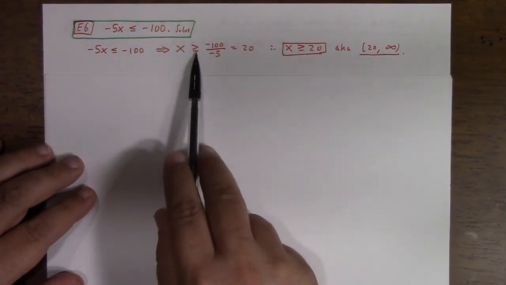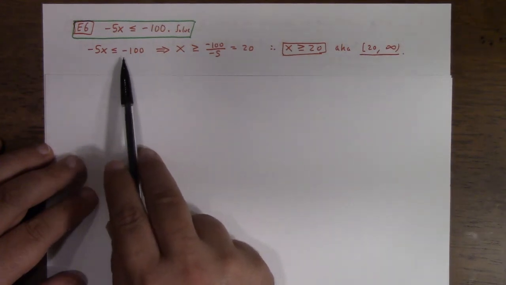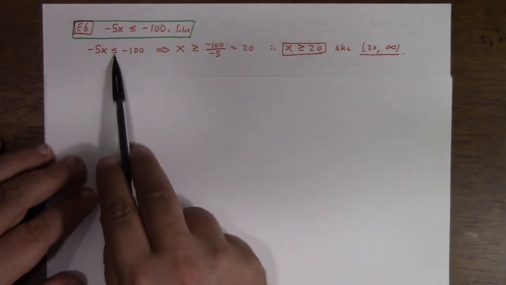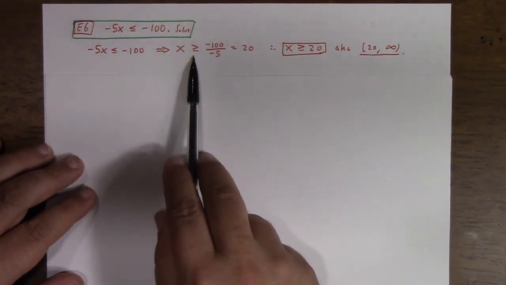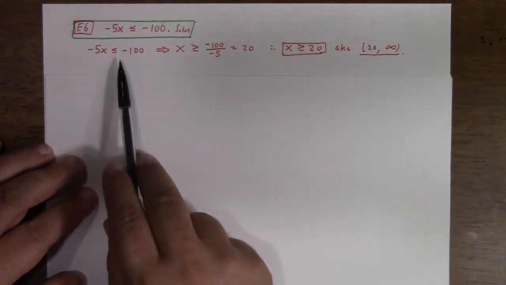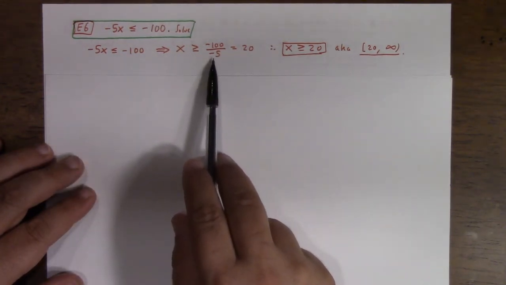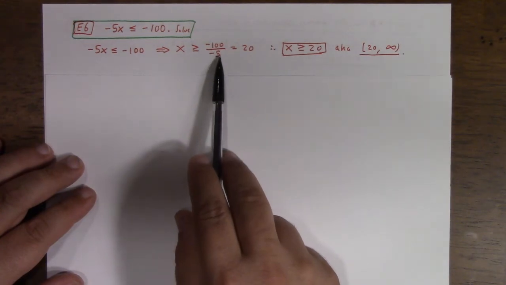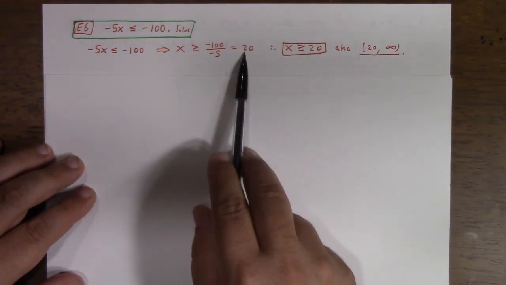Right, so dividing by minus 5, notice it reverses the inequality from less than or equal to, to greater than or equal to. And so we get x greater than or equal to minus 100 over minus 5, which is 20.